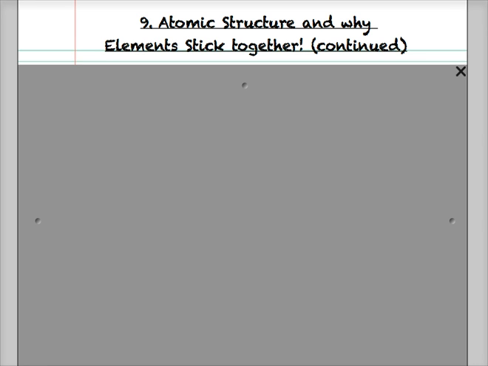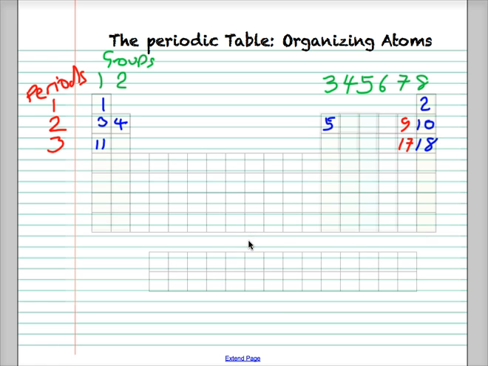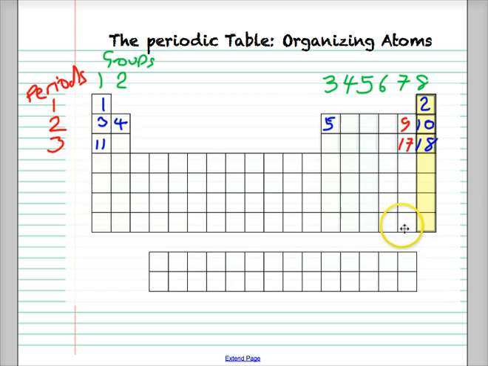In this podcast number 9, we're going to continue looking at atomic structure and why elements stick together. This is where we left off. We had the periodic table and we looked at group 8, group 7 and group 1 in particular.